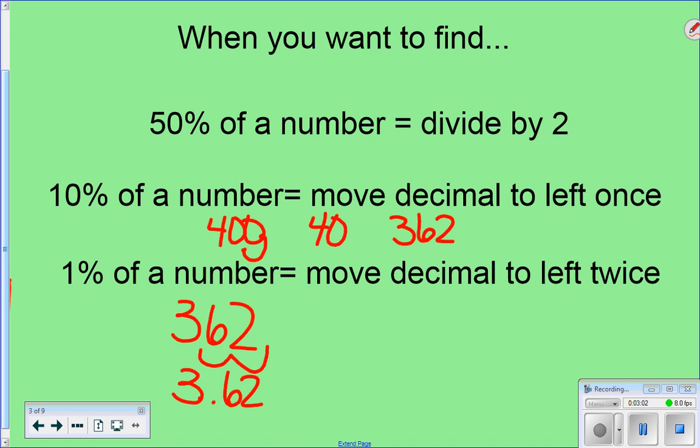Okay. So does everybody know how to find these things? The biggest one you need to know is 10%. Because like I said, if you can find 10%, you can find 5%, you can find 20%, you can find 90%, you can find 60%. All right? So let's practice this now.